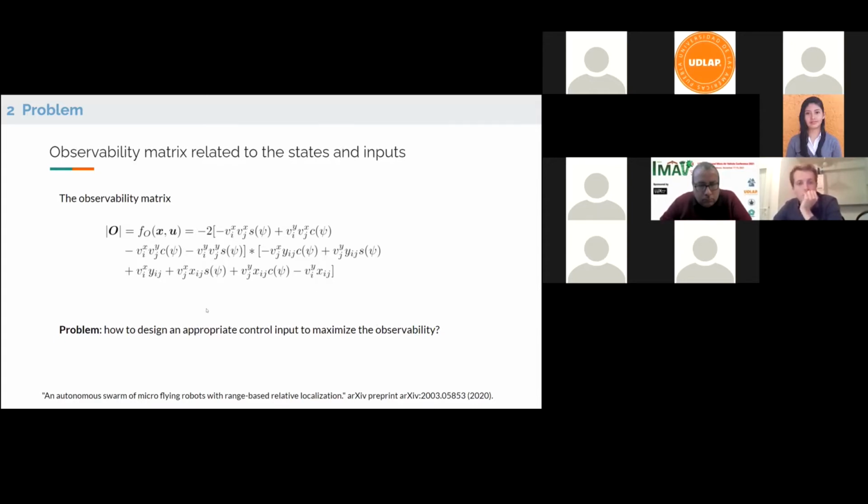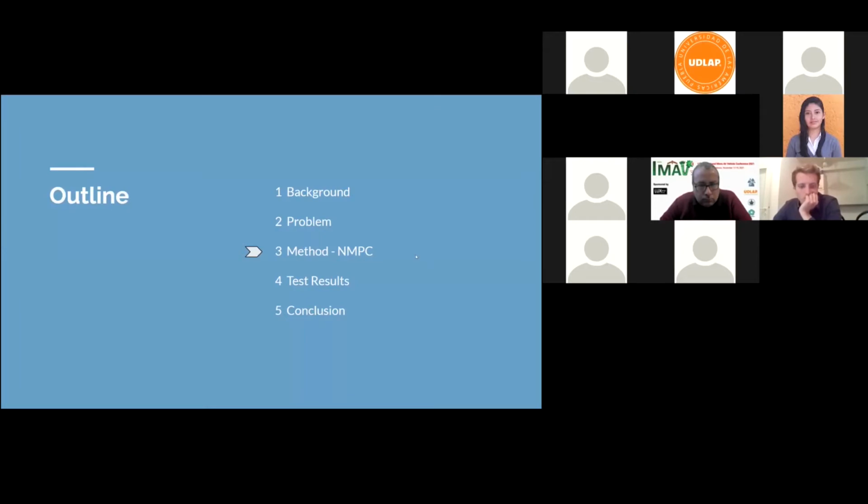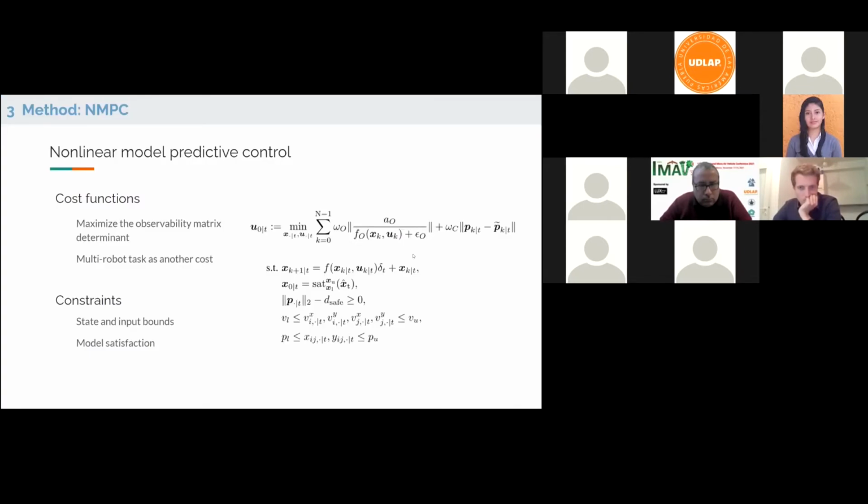So how can we design proper control inputs, like the velocity inputs for both drones, to maximize this matrix determinant to get a better observability? So we decided to use the nonlinear model predictive control because this controller can handle both the constraint, the cost function, and also the desired relative positions between drones. So here's the detailed design.